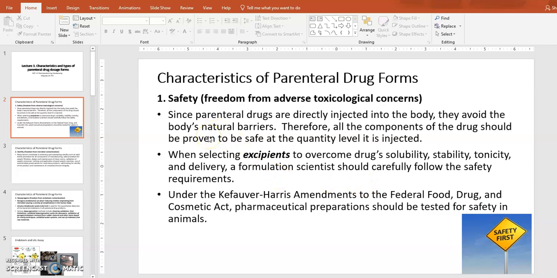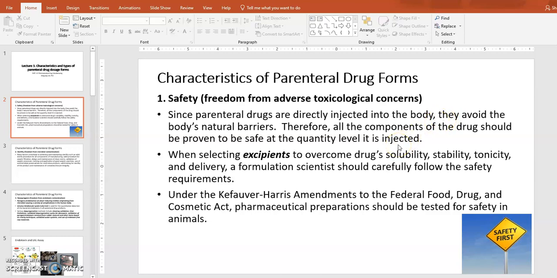Safety can be defined as freedom from adverse toxicological concern. What it means is it should be safe when it's injected into the body of the patient. There's no toxic substance, no severe side effect or adverse effect, so there's no harm done to the patient when the drug is given as an injection. That's what is most important, right? Since it's directly injected into the body of the patient, it should be safe.